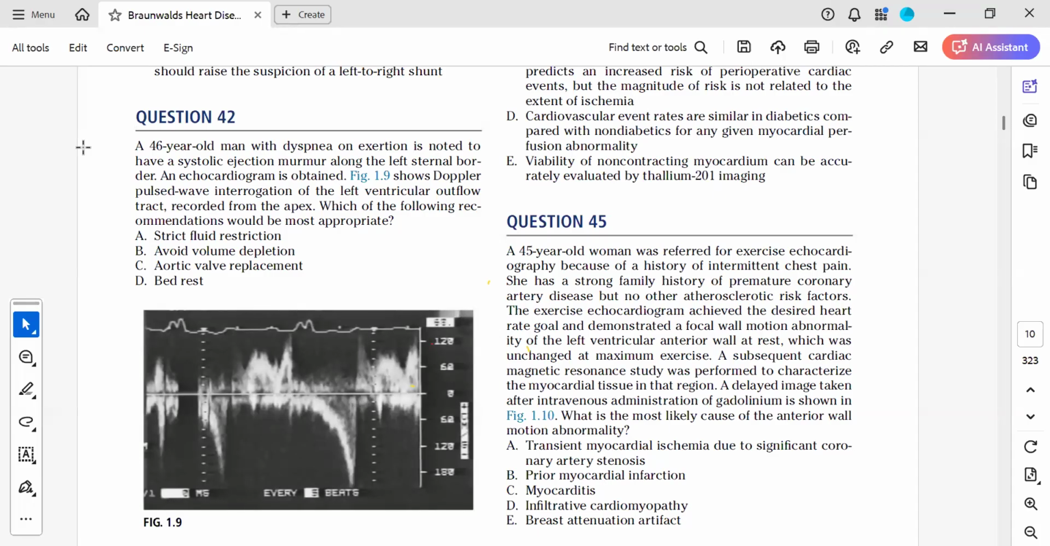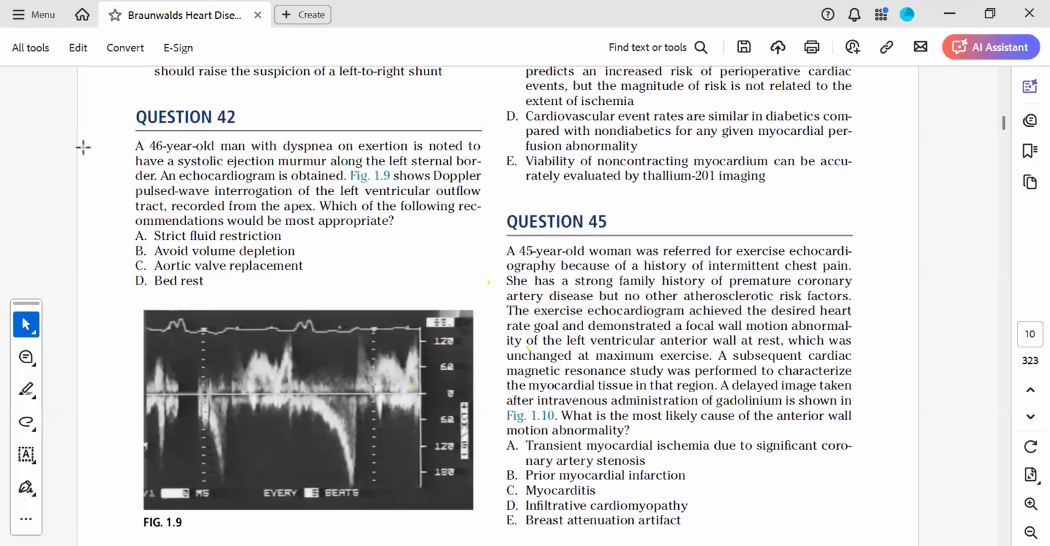So I'll strike C out. There's nothing wrong with the aortic valve in hypertrophic cardiomyopathy. It's a dynamic LVOT obstruction that they have, so it cannot be aortic valve replacement. I'll strike bed rest out. So I'm left with A and B.